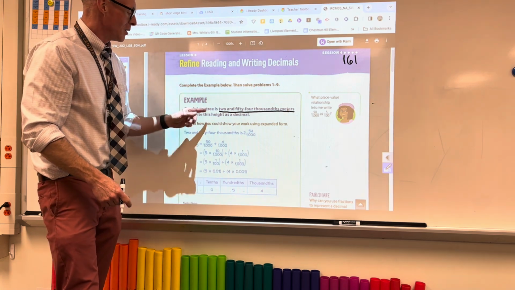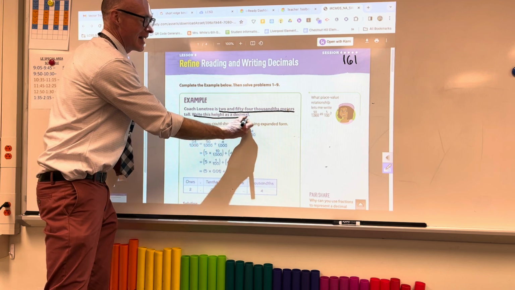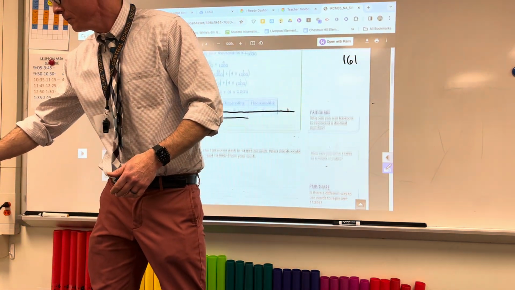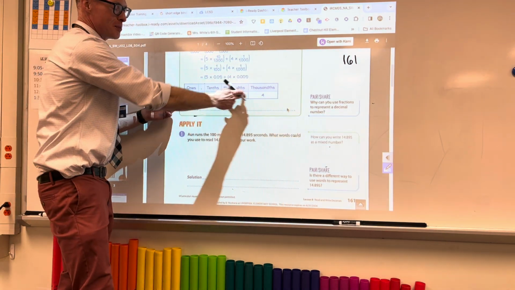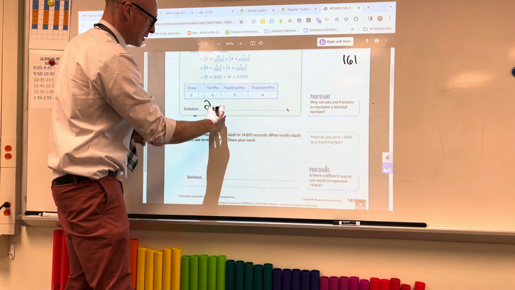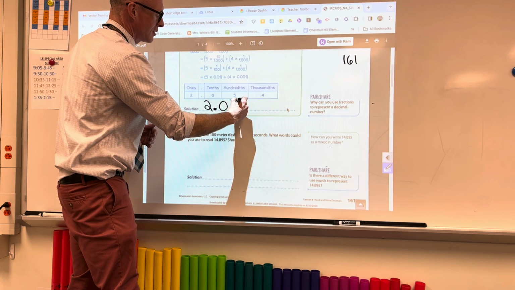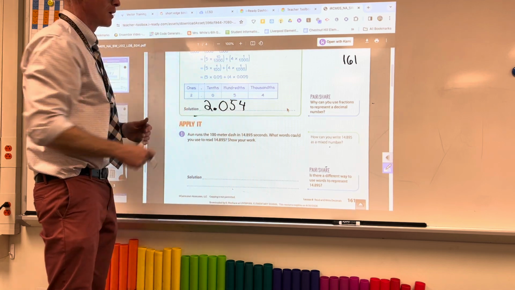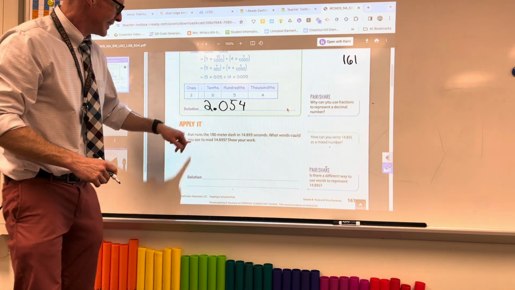But ultimately, what is it asking us to do? It's asking us to write this height as a decimal. So, on that solution line, it actually is pretty convenient that it gives us this right here. 2 and 0 tenths, 5 hundredths, 4 thousandths. There's my 2 and 54 thousandths. Awesome.